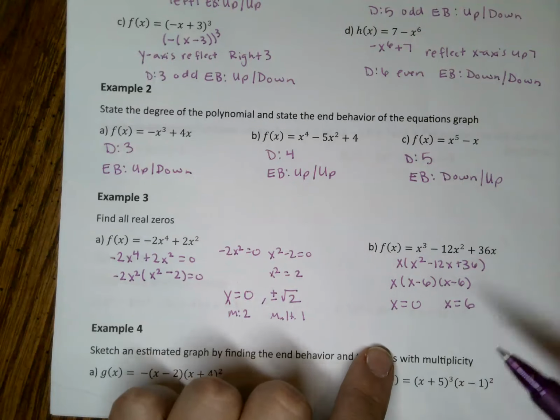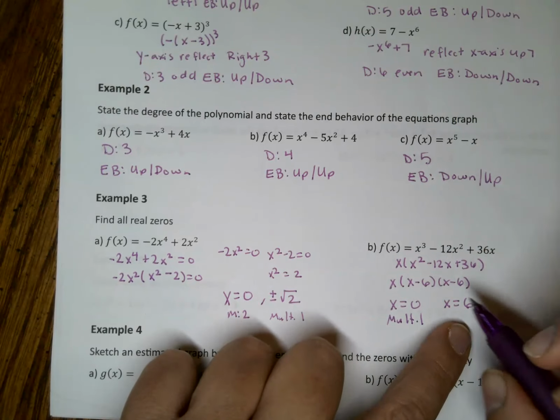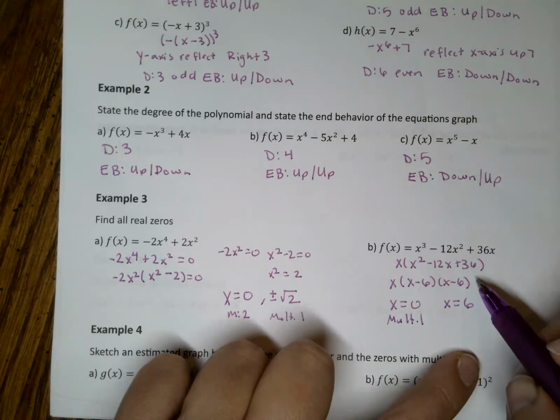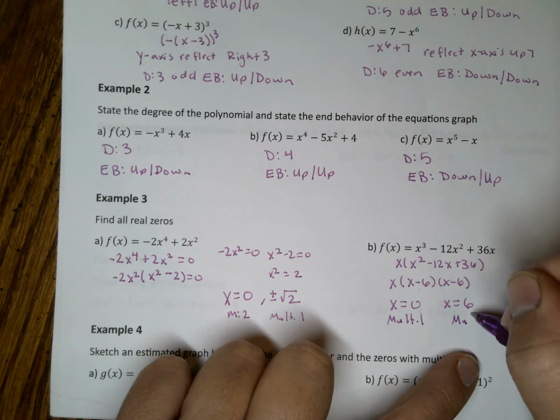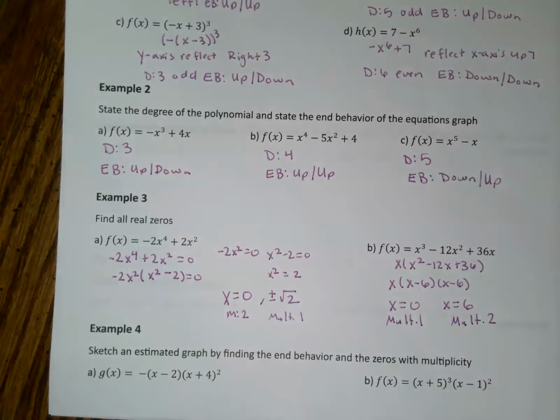When I'm looking over here, this 0 has a multiplicity of 1. My 6 value, because it happens 2 times because I factor that, this one has a multiplicity of 2. So again, 2 plus 1 equals 3. That checks out.